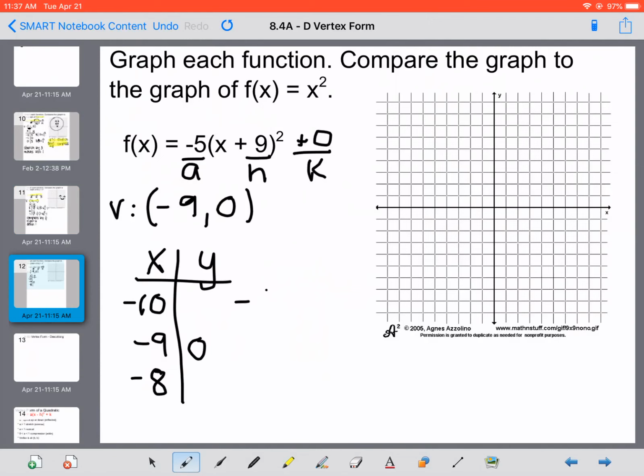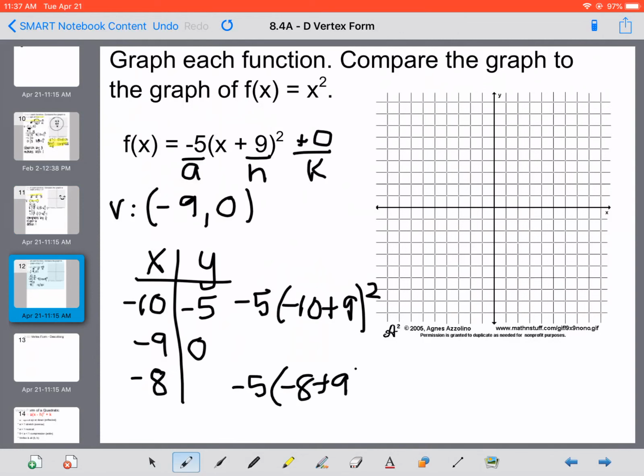And then let's plug it in. We have negative 5 times negative 10 plus 9 squared. That gives me negative 5. And then if I do it here, I'm also going to get negative 5. So let's plot our points. Our vertex is at negative 9, 0, which means I'm going to go left 9. And then I don't move, so there's my vertex. And then negative 10, negative 5, I'm going to go left 10 and down 5. And then for negative 8, negative 5, I'm going to go left 8 and down 5. So here is my graph.